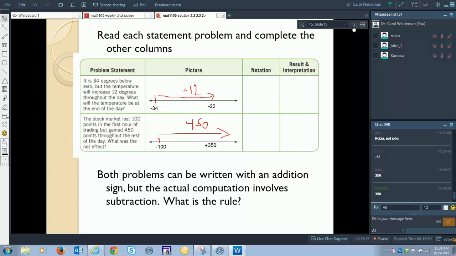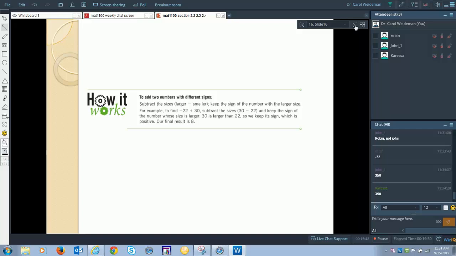All right. Both problems can be written with an addition sign, but the computation you're actually doing is subtracting, right? Because to get from here to here, you subtracted the 12. To get from here to here, you subtracted the 450. So what's the rule this time? To add two numbers with different signs, subtract the sizes, take the larger minus the smaller, and then keep the sign of the number with the larger size. So if we want to find negative 22 plus 30, we subtract and get 8, and we keep the sign of the larger number here, which is positive.